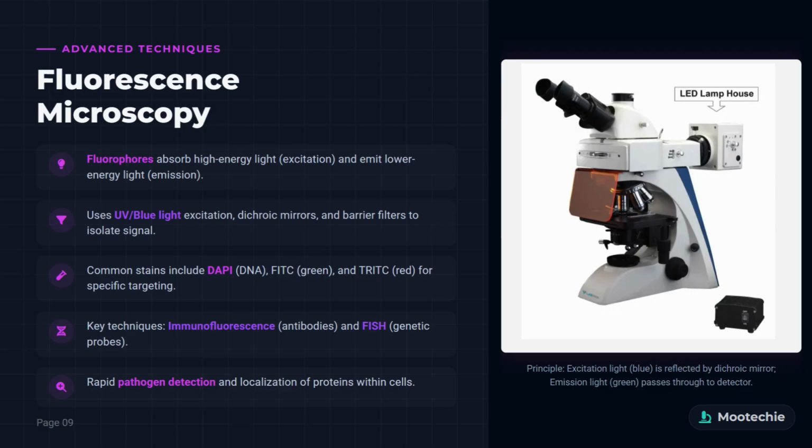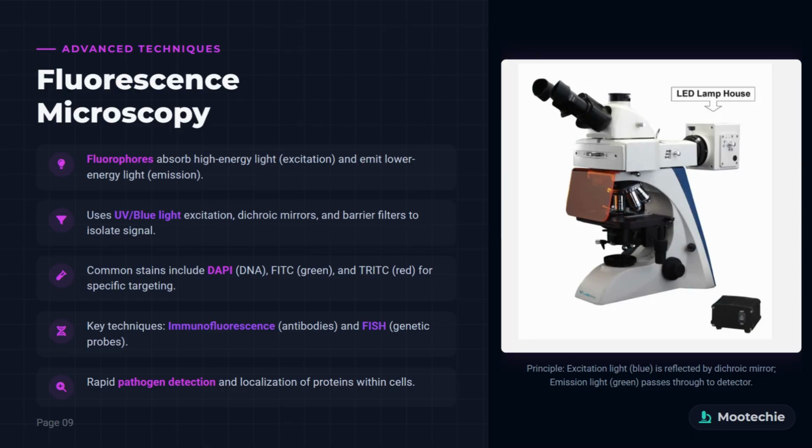The microscope uses special filters and mirrors to shine exciting light like UV or blue and then isolate only the emitted glow. Common stains include DAPI that makes DNA glow blue and FITC for green fluorescence. Techniques like immunofluorescence use antibodies to tag specific proteins and FISH uses probes to highlight genes. This allows for rapid pathogen detection and pinpointing exactly where a protein is inside a cell.